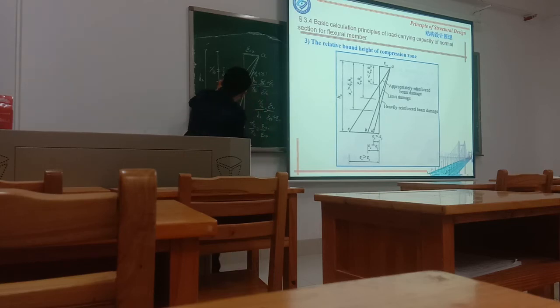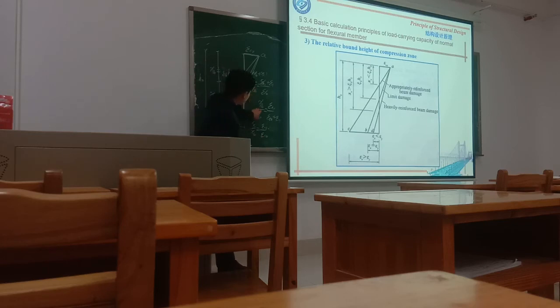So XC is this distance, and XB is this distance. ε_y is this distance, and ε_cu is this distance. Because these two triangles are similar, what is the relationship? Proportion. So XC divided by XB equals ε_y divided by ε_cu.